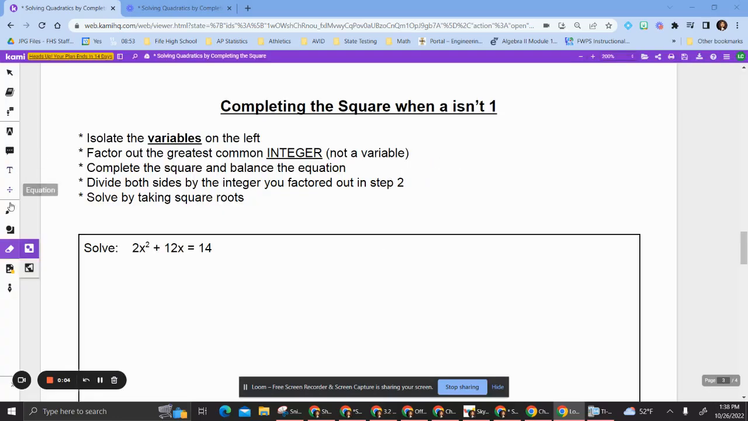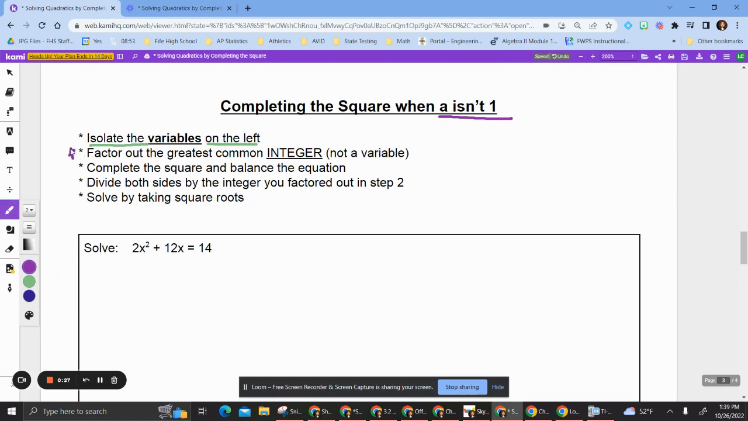All right, so today is basically completing the square when a isn't 1. So you are going to have a value in for a, so we have a little bit more work to do than what we did yesterday. Same thing is that we are going to isolate the variable on the left, and then we are going to factor out the greatest common factor.